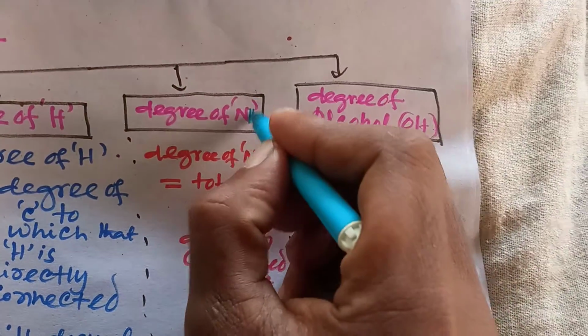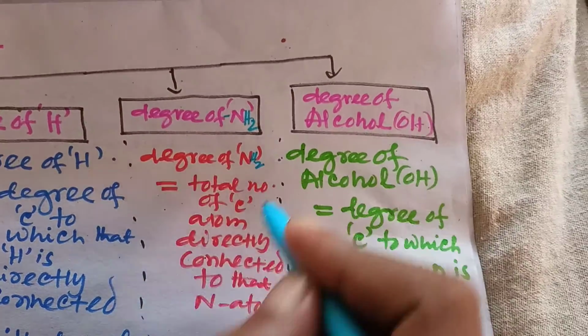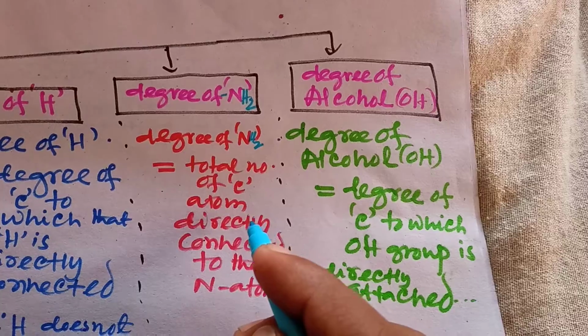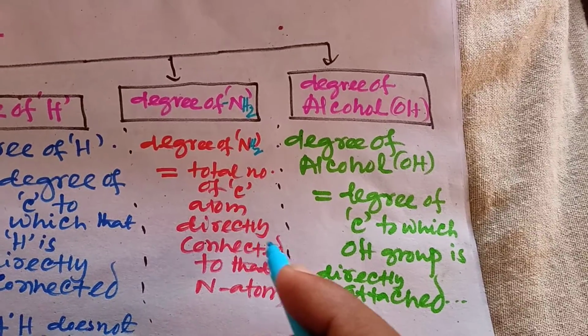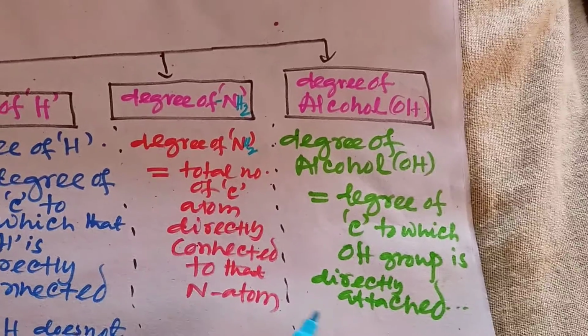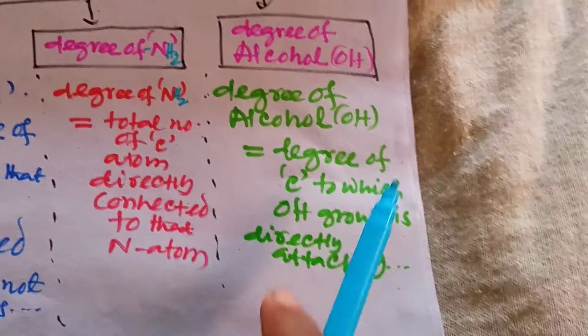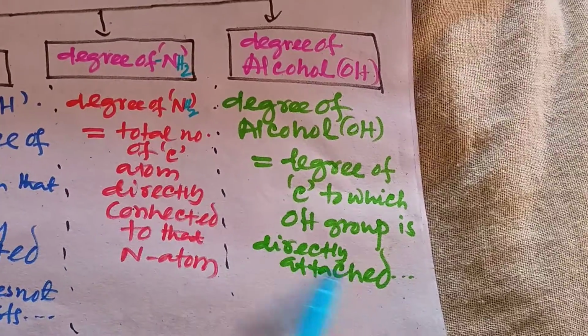Now let's come to degree of amine. Degree of amine or NH2 is equal to the total number of carbons directly connected to the nitrogen atom. And degree of alcohol is equal to the degree of carbon to which the OH group is directly attached.